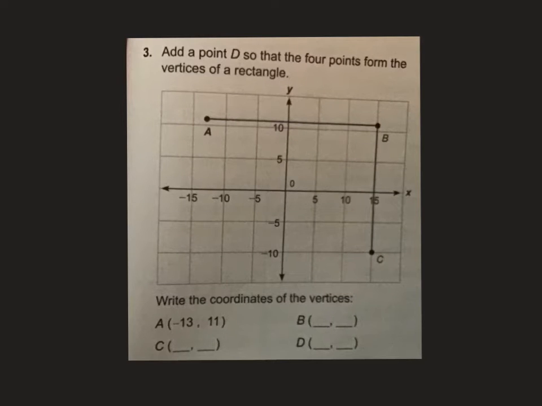Question 3 asks you to add a point D so that the 4 points form the vertices of a rectangle. Remember, vertices are the 4 corners. So where would you have to put D so that it helped to make a rectangle? So you would plot it there, and then your job is to write the coordinates of the vertices.